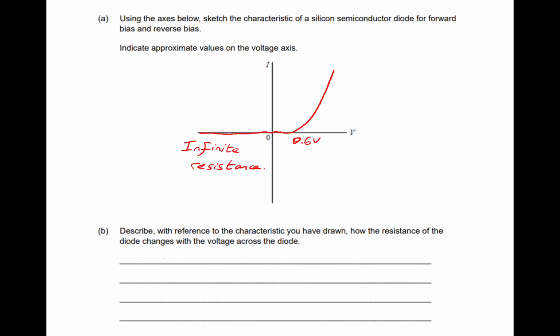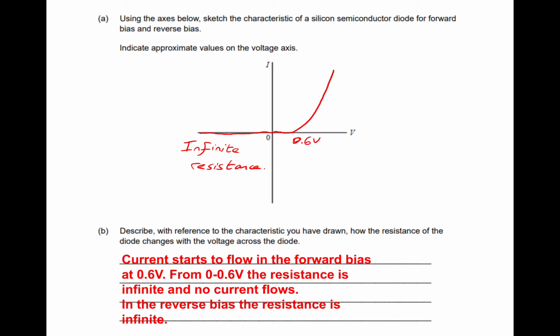Okay, and then part B, describe with reference to the characteristic you have drawn how the resistance of the diode changes with the voltage across the diode. So this is something which you should have written, something of this ilk. The current starts to flow in the forward bias at 0.6 volts. Then you might have written that there's then low resistance. From 0 to 0.6, the resistance is infinite or very high and no current flows at all. And in the reverse bias, the resistance is infinite, or once again, you can say very high. And that's about it. So it's pretty straightforward.